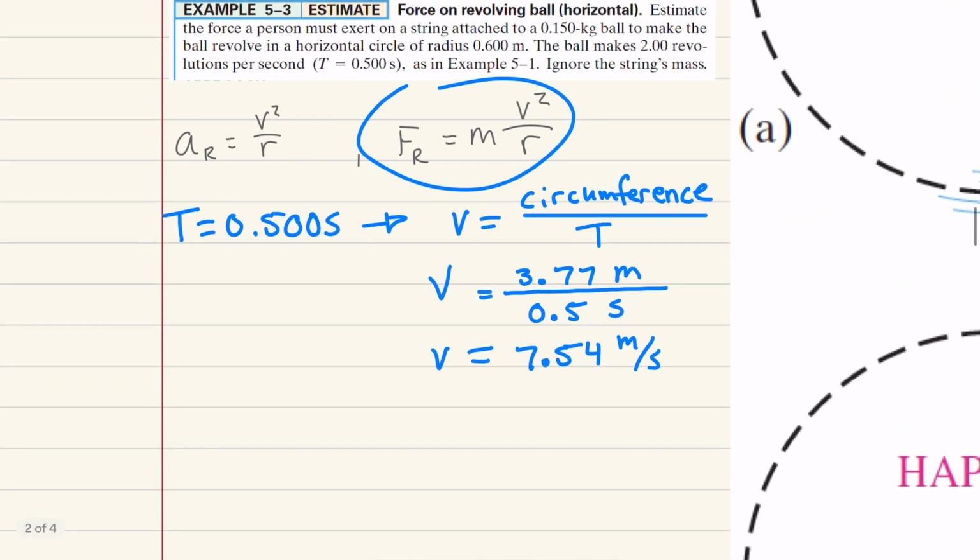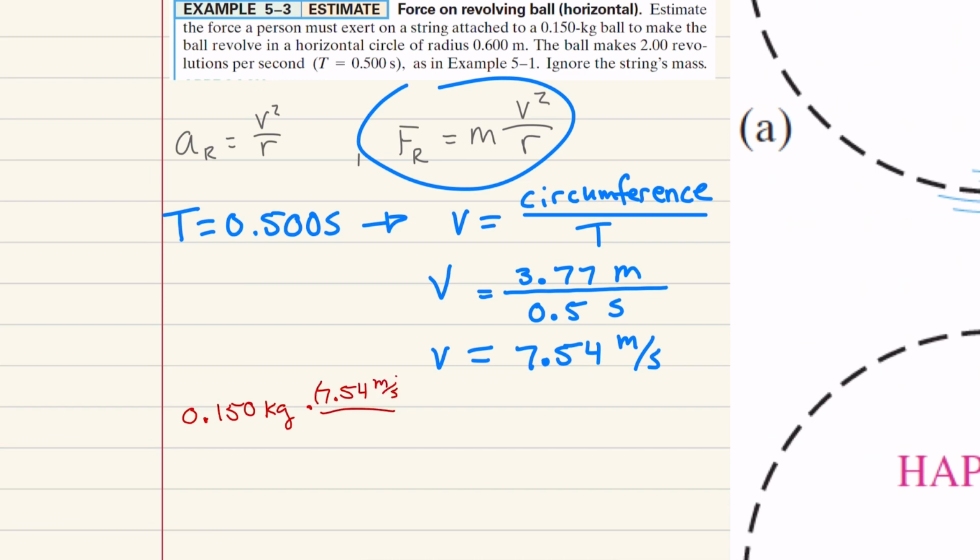So if I plug in the mass, which is 0.150 kg, and multiply that by 7.54 meters per second, square that quantity, and then divide that by the radius, which is 0.6 meters, well, then we should get a value that is equal to the force required to make all of this happen. That's going to be 7.54 squared divided by 0.6 and then multiplied by 0.15. Looks like about 14.2 newtons.